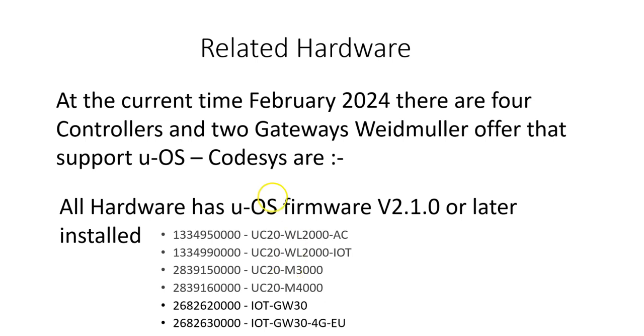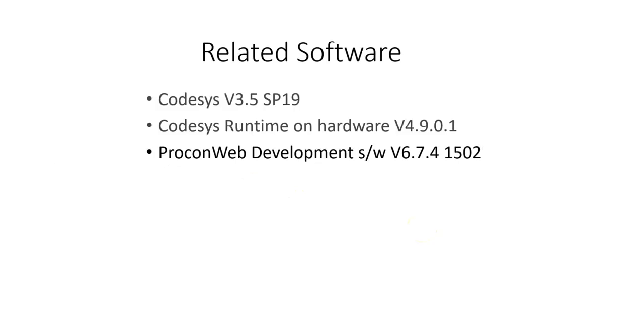In my video, the firmware installed will be uOS version 2.1. Related software would be Codesys version 3.5 SP19 or later. I'm using SP19. This can either be downloaded from the Weidmuller support website or Codesys directly. It is Codesys' own software, not Weidmuller's.